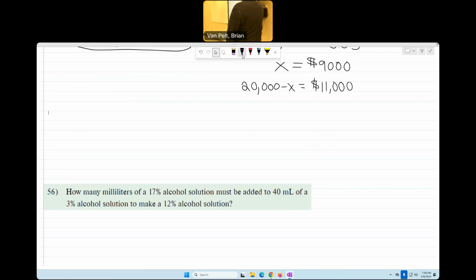Now what are we gonna do next? What are you gonna subtract? The 1.2 from both sides, very good. So subtract 1.2.